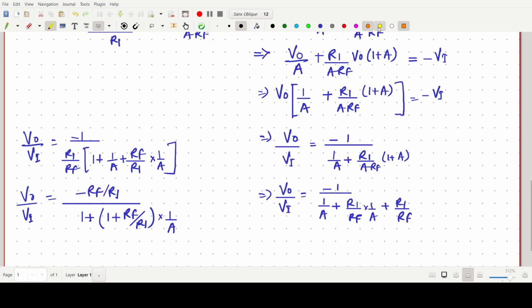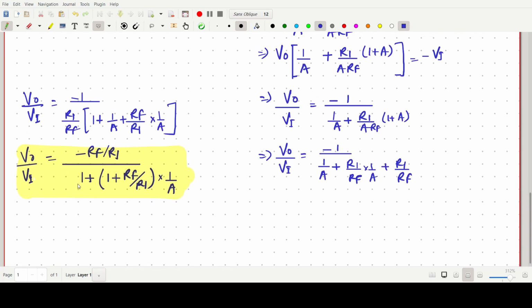Very simple. Why I have written like this, I will tell you. Because now if we consider, this one is the expression with a finite open loop gain. So if A tends to infinity for infinite gain, this term will be 0. So V naught by Vi will be simply minus Rf by R1. Okay, means when A approaches infinity, the V naught by Vi, or we can say the overall gain, will be simply minus Rf by R1.